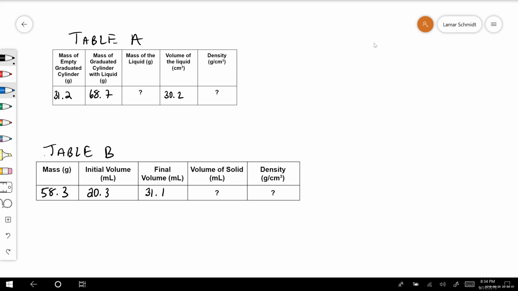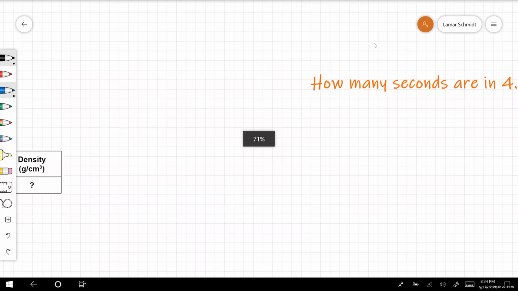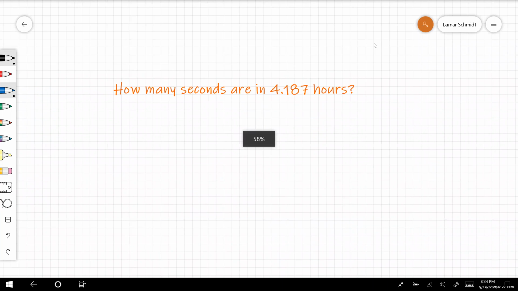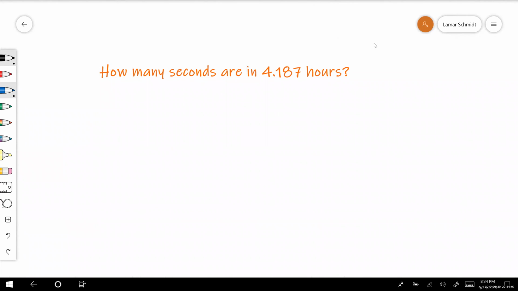And then lastly, I have one simple question for you. How many seconds are in 4.187 hours? And so you're going to answer that in Edpuzzle as well.